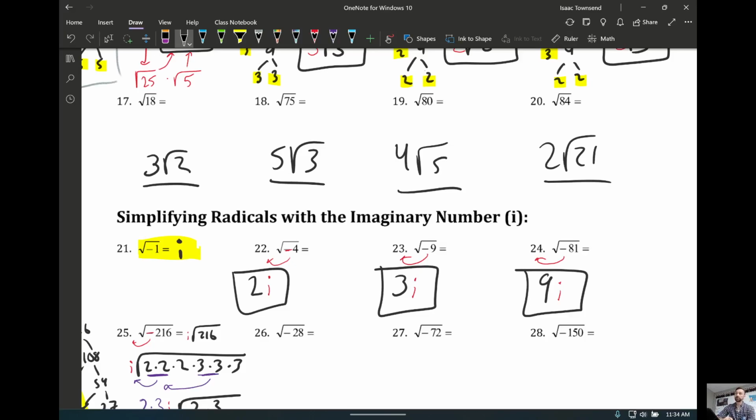Okay, and then I think we finished up with, we started talking about if there was a negative under the square root, so just going one more step with it. Always bring out the negative as an i, and then simplify the same way. Square root of 4 is still 2, square root of 9 is still 3, square root of 81 is still 9.